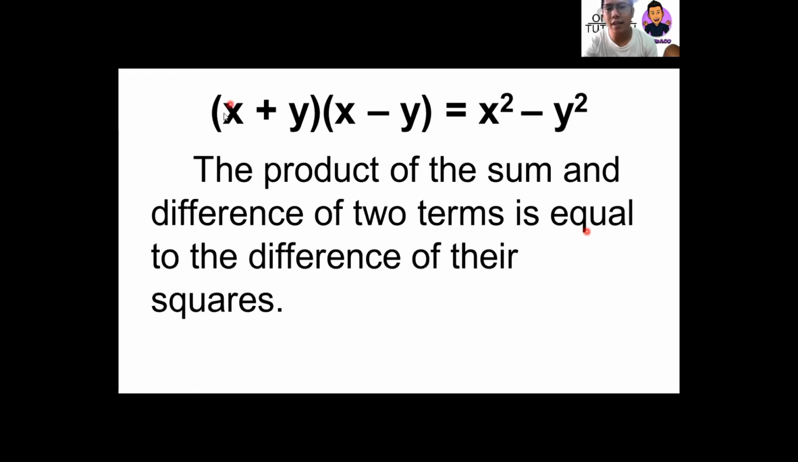The product of x plus y and x minus y is equal to x squared minus y squared. The product of the sum and difference of two terms is equal to the difference of their squares. And factoring is the reverse process of multiplication, right? So since x plus y times x minus y is x squared minus y squared, therefore, the factor of x squared minus y squared is x plus y times x minus y.